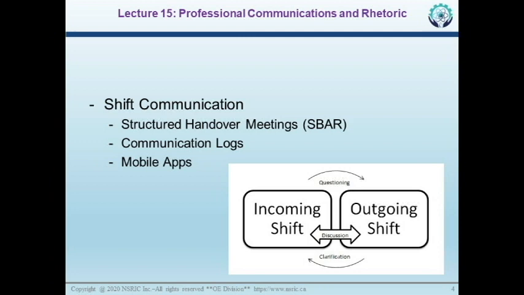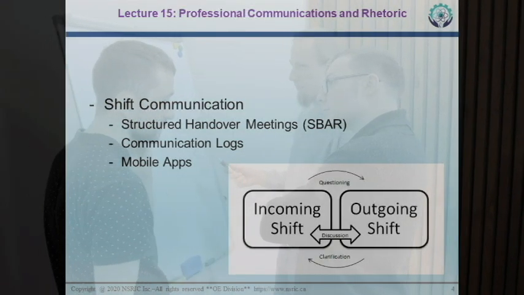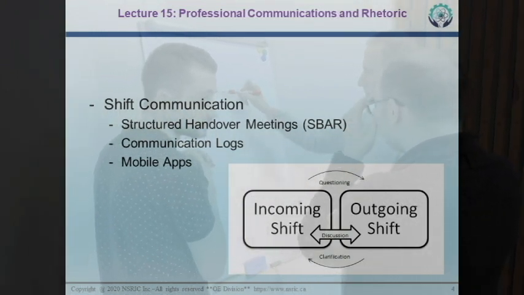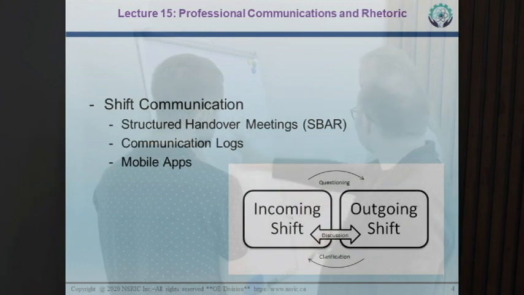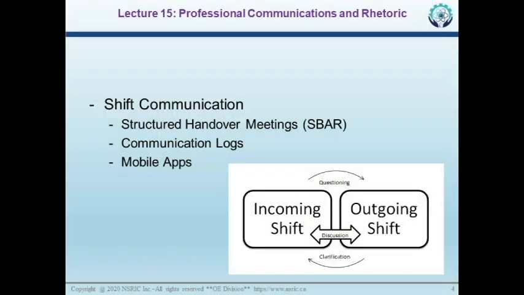So the situation portion of the SBAR method involves providing a brief overview of the client's current status and any pertinent information that has occurred during your shift. And this might include changes to the client's physical or mental health status, any incidents or behaviors that have occurred, any medications or treatments that have been administered.